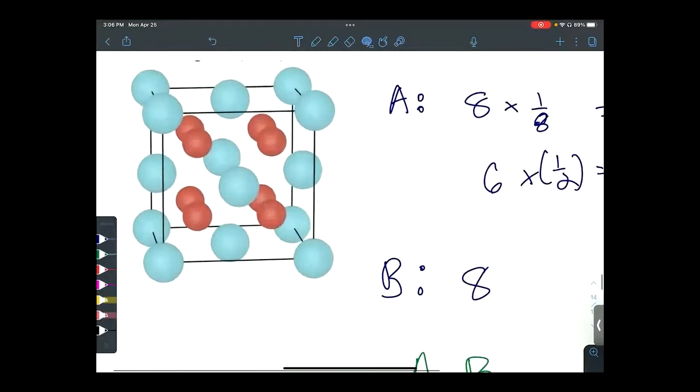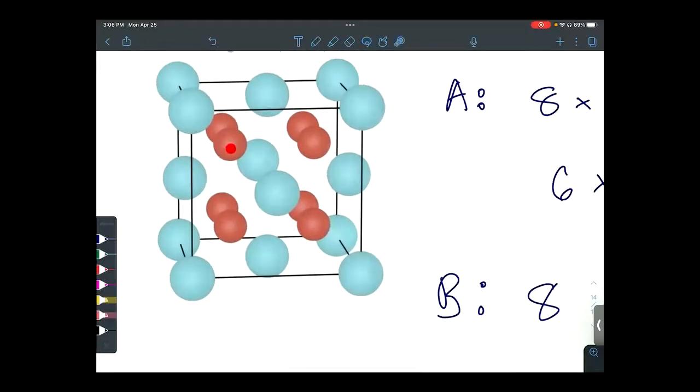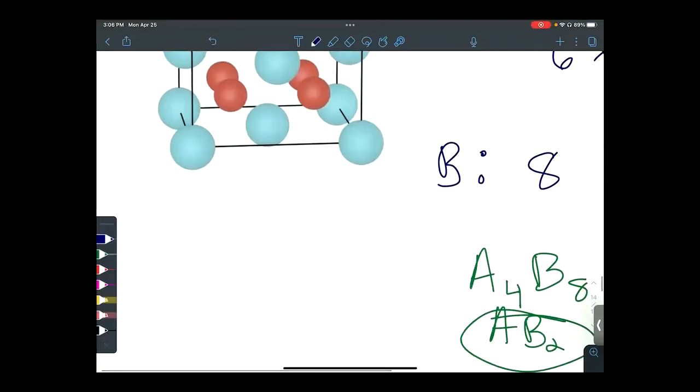So how you would go about this is you would look at one of the ions, like the red atom, and you would count how many adjacent blue atoms are around it. This one's kind of hard to see because it's a more complex crystal structure, but let me draw one instead.